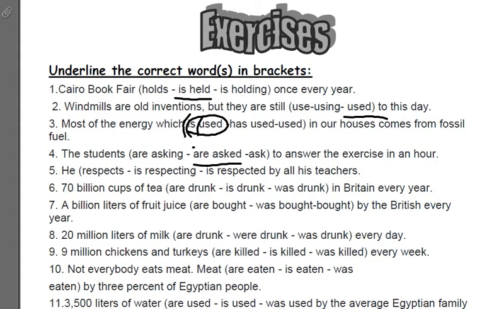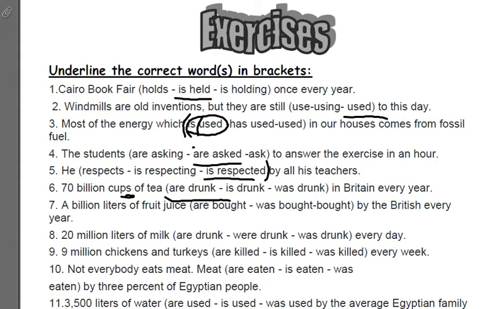He respects, is respecting, is respected by all his teachers. So he is respected. 70 billion cups of tea in Britain every year. Those people like to drink tea, and here in Egypt we took this habit from them. 70 billion cups of tea, so this is plural, are drunk.